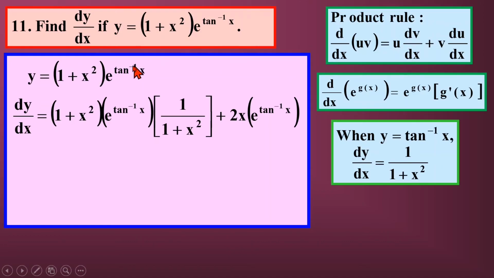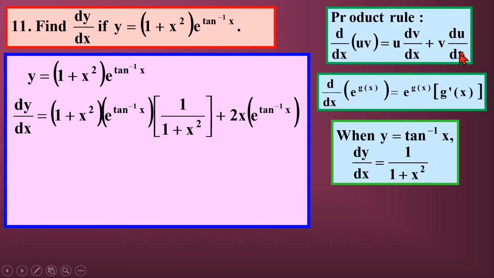Differentiate dv dx. So my dv dx will be differentiating exponent to the power of inverse tangent x. So I need to copy exponent, copy the function, which is inverse tangent x. Then differentiating inverse tangent x, I will get 1 over 1 plus x squared. So I will copy all of them together. Then plus v. V is exponent to the power of inverse tangent x. So I copy them there.